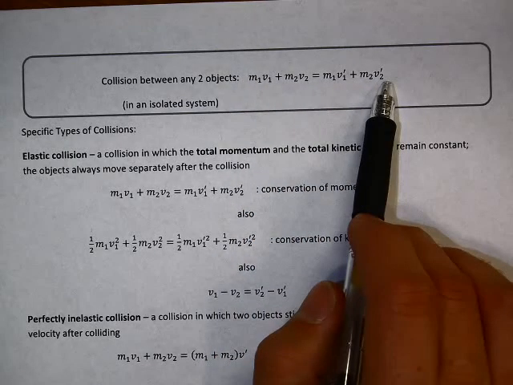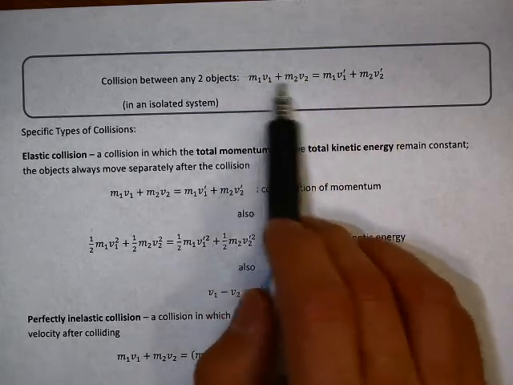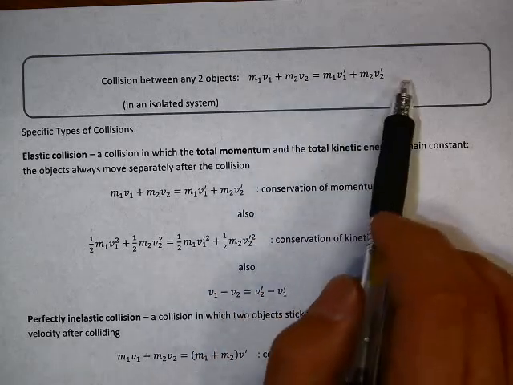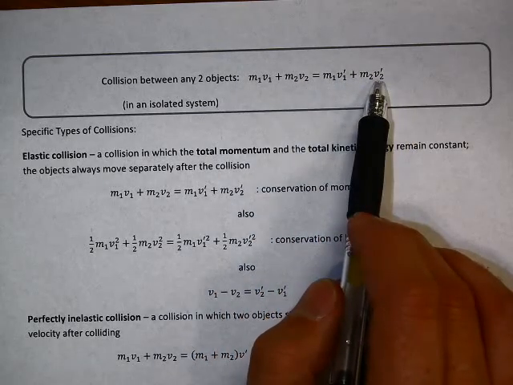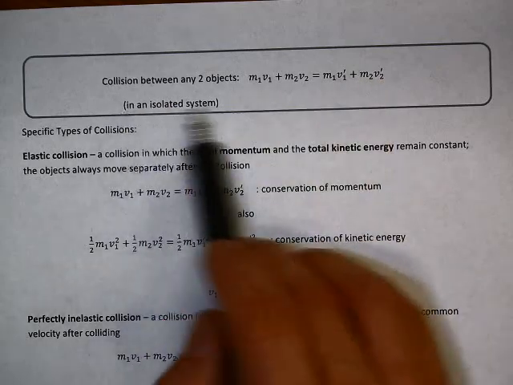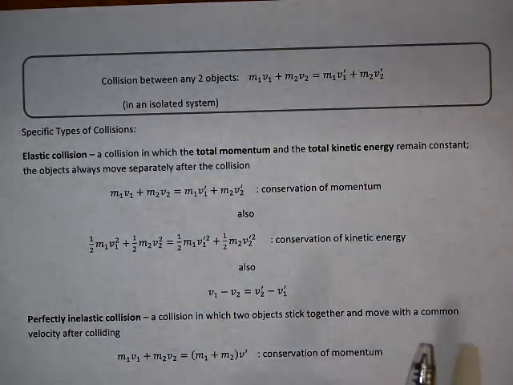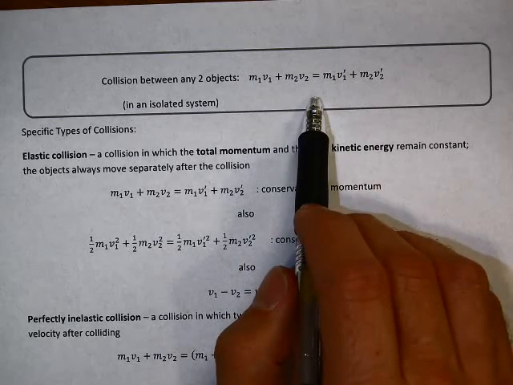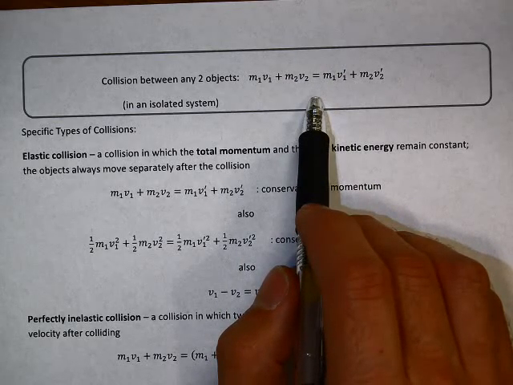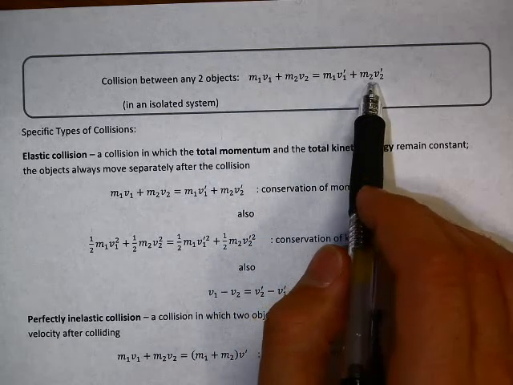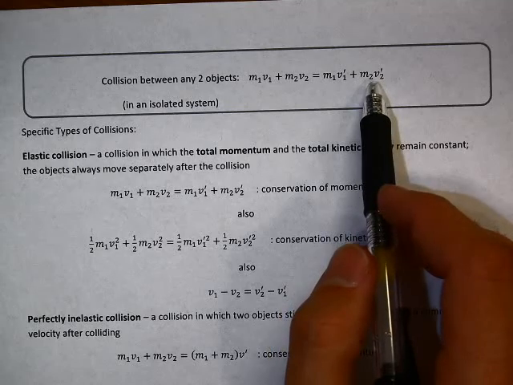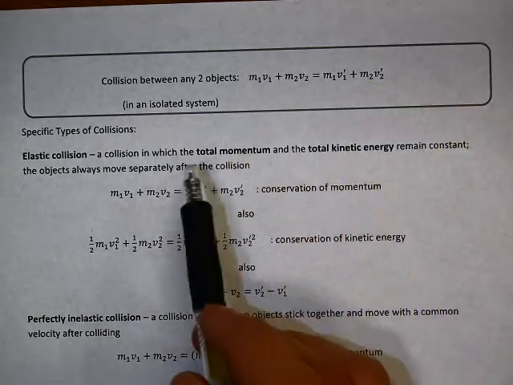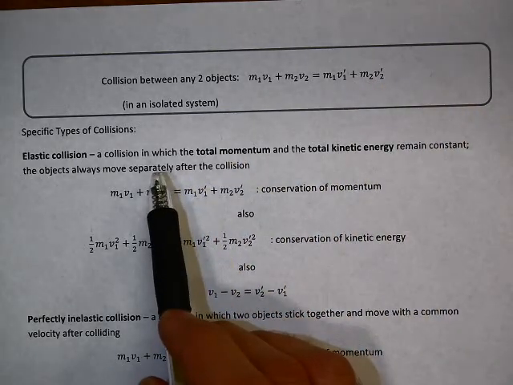So this statement mathematically says that the total momentum prior to the collision is equal to the total momentum after the collision in an isolated system. This statement holds for all collisions. There are specific types of collisions where other equations coexist with this one, and sometimes they're useful. So let's look at two other specific types of collisions.